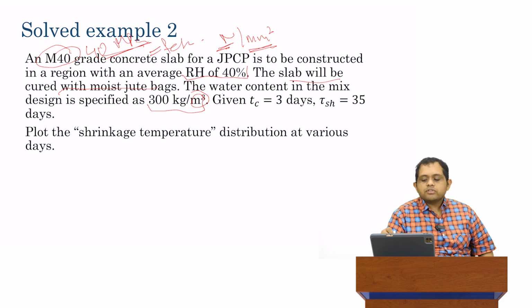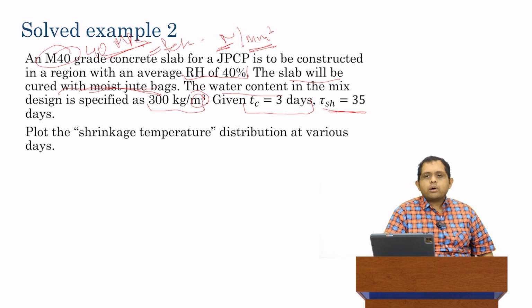Cement being one of those components, or water being one of those components, we are given that the water content is specified as 300 kilograms per cubic meter. We are given TC is equal to 3 days. TC is the time of curing, which means that when these moist jute bags are applied, they're applied for 3 days in this problem. That's also fairly typical in actual practice.